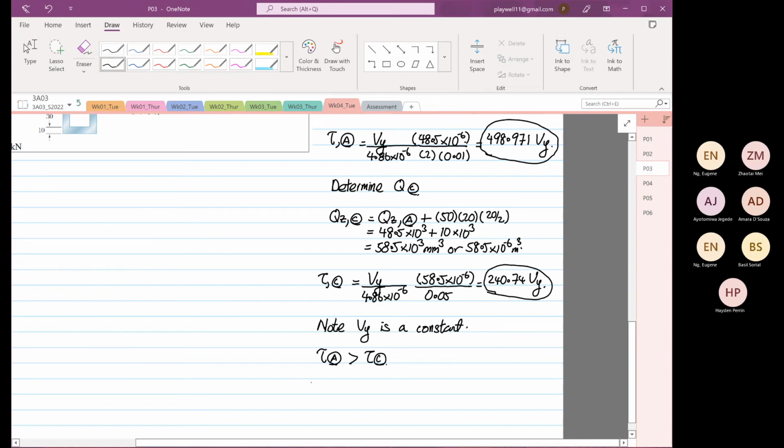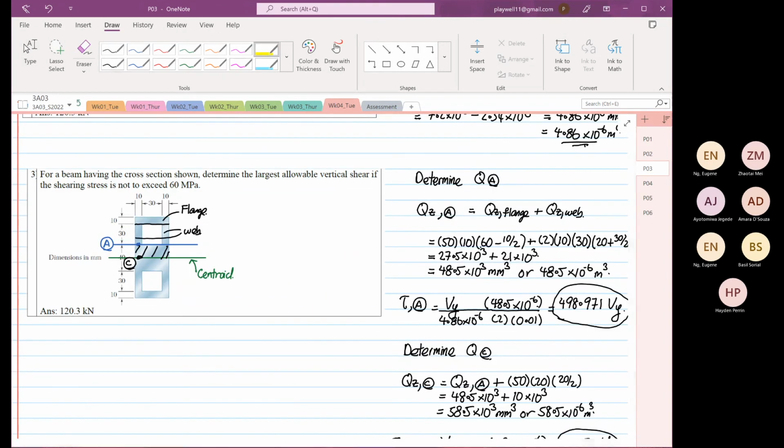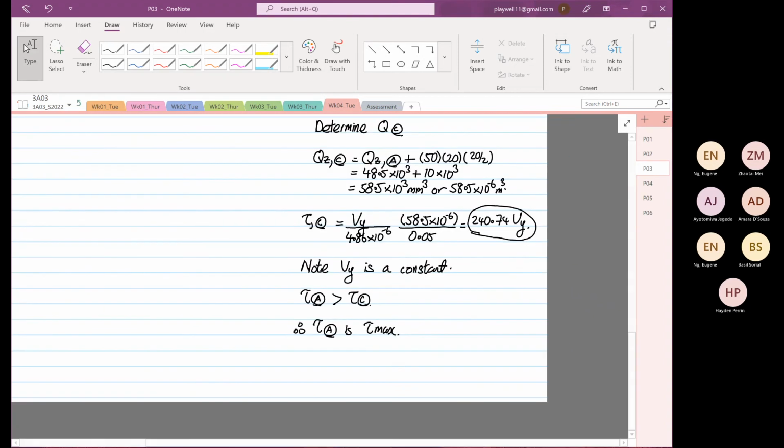So therefore, the shear stress at point A is tau max. Right? That's the maximum. Why is that a maximum? Because it is the biggest. If you look at A, it is the biggest first moment of area you can consider with the smallest thickness. Whereas at point C, the area goes bigger, but the thickness also increases. So that will not work at all.